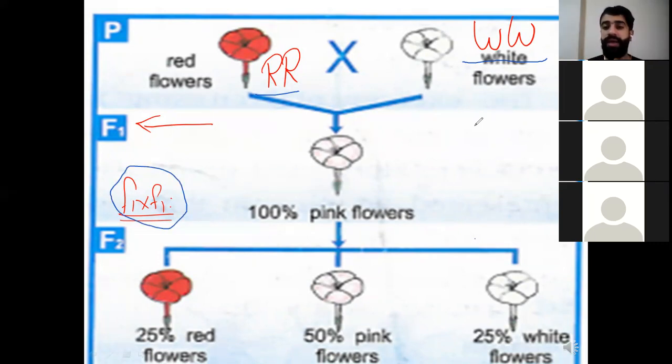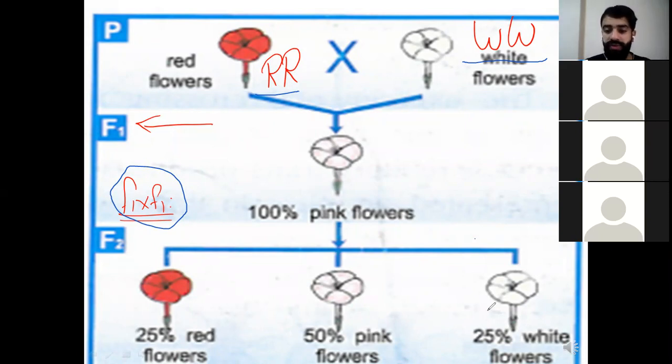Test cross? F1 crossed with F1, I cross F1 by itself. Self cross. While the case of crossing a homozygous or heterozygous or dominant phenotype with a homozygous recessive is the test cross. So here we cross F1 with F1. What did we get? We get 25% having red flowers, 50% pink, and 25% white. First, I determine the genotype of the parents, RR and WW. They said they are true breeding, so they are pure.